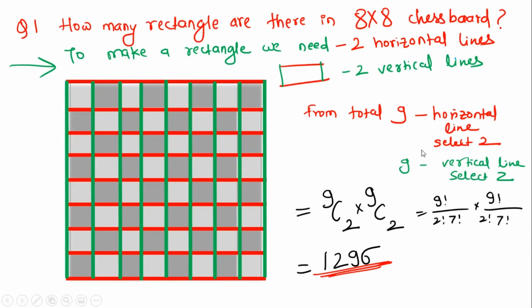As we compulsorily have to take these 2 lines of each kind to make a rectangle, there are 9 combination 2 ways to select the horizontal lines, and 9 combination 2 ways to select the vertical lines, as both are compulsory. So we multiply them. 9 combination 2 is 9 factorial divided by 2 factorial into 7 factorial. If we solve this further, we get the final answer, 1296. That means in a total 8 by 8 chessboard, there are 1296 rectangles.